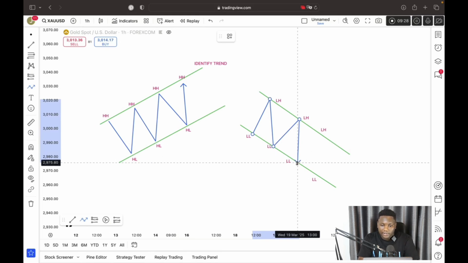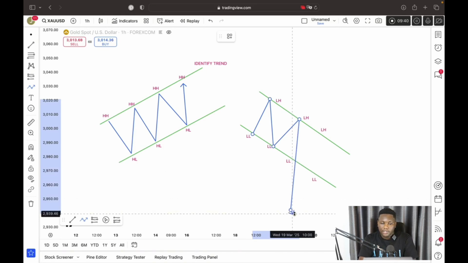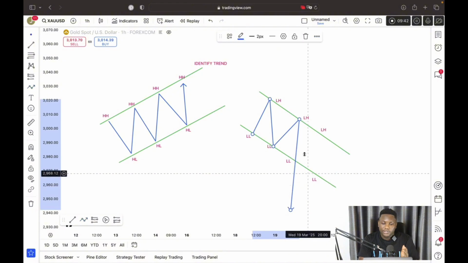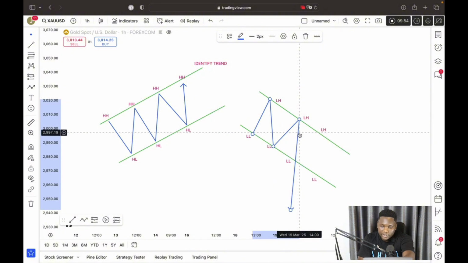So I can't enter from here because the price can come and break our zones here, can break our support level and keep pushing down here. So for me, in the sell positions, I have to enter from the lower highs only. I enter only from these zones only.